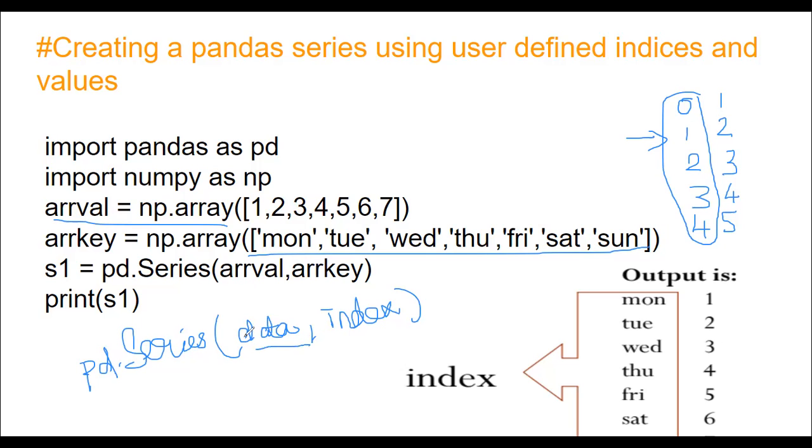So the data I want to take is what I have stored through my array in this variable, that is my data. So just pass that variable over here. Then the index I have already stored in the variable called arr_key, array key. I need my index, like month, wed, like that. So the index is already stored in one more variable, arr_key, so just call that inside the series. So this is the simple way to create a pandas series using user-defined indices.